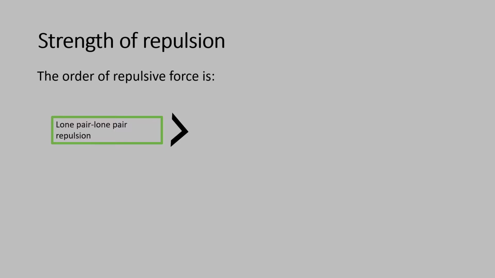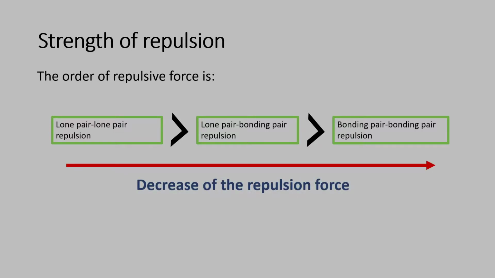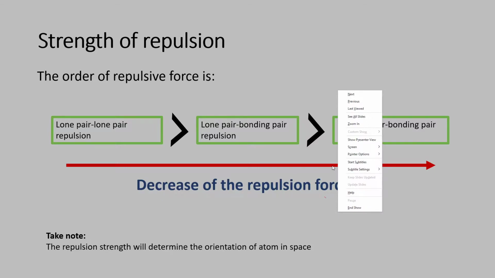Okay, kalau lone pair tolak dengan lone pair is way higher than kalau lone pair tolak dengan bonding pair versus bonding pair dengan bonding pair. Okay, decrease the repulsion force. Okay, inilah the definition of VSEPR yang you guys tulis tu. Ingat tak? You guys tulis you guys cakap it determines the orientation of the atoms kan in space.